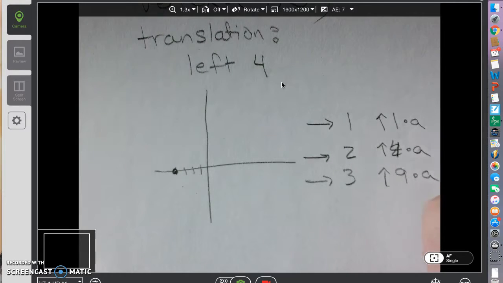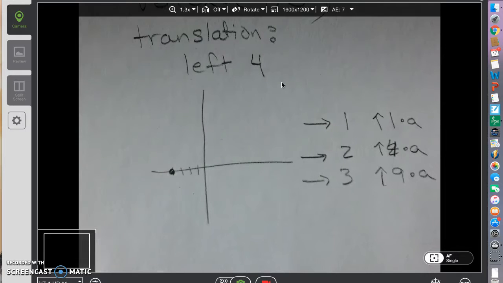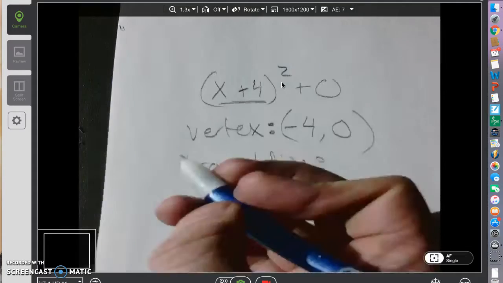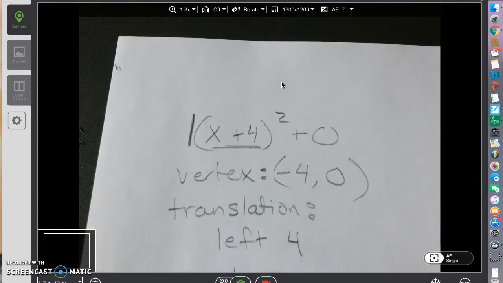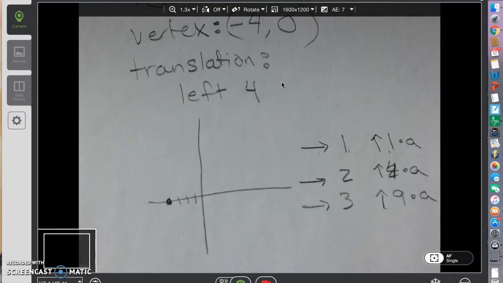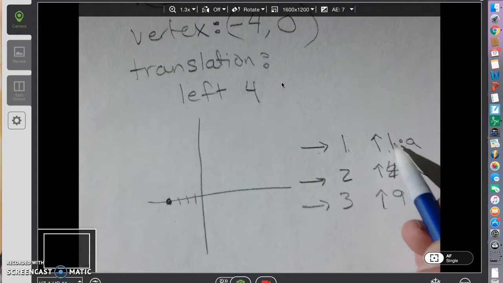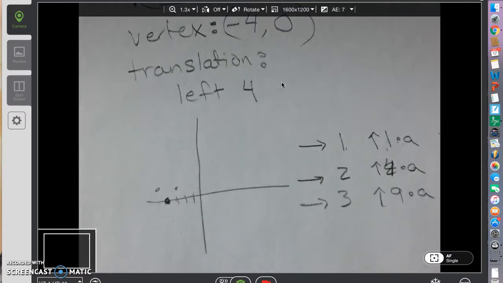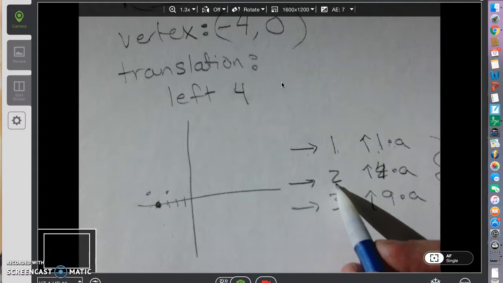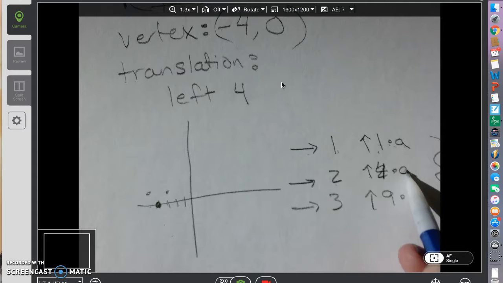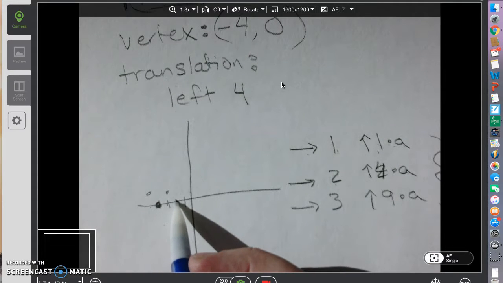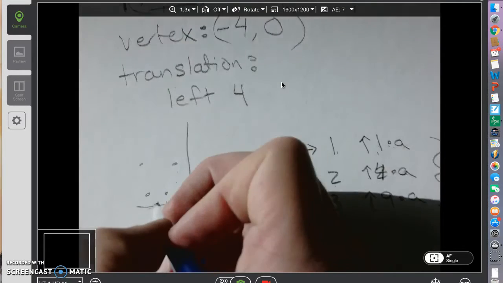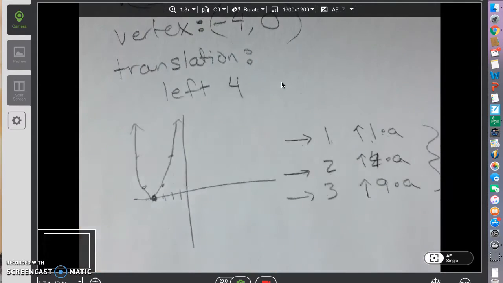Again, this is on the whiteboard. From the vertex, I go over 1, up 1 times a. A is whatever's next to the x squared, whatever is at the very front. So a in this case is 1. From the vertex, I go up 1, since 1 times 1 is 1. Then on this side, over 1, up 1. Next, from the vertex, I go over 2 and up 4 times 1, because my a value is 1. So I go over 1, 2, up 1, 2, 3, 4, and I do a dot. The next one would be over 3, up 9. So that one is kind of simple.